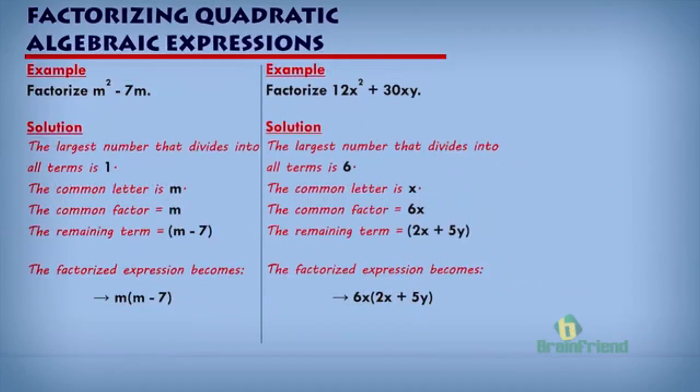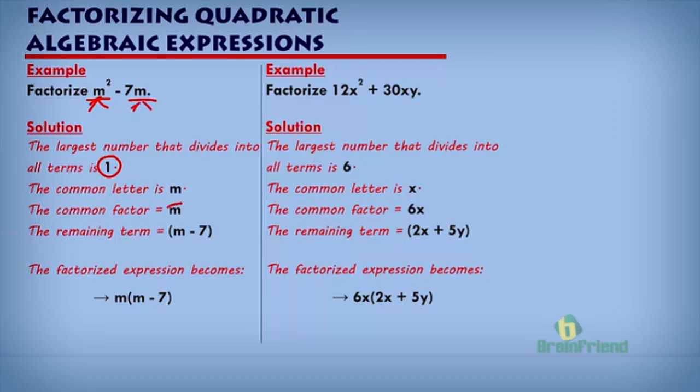All right, so let's take the first example. If you were asked to factorize m squared minus 7m, we said for such occasions, just follow the initial steps that we learned about. Find the largest number that divides into all the terms. That number is 1. We have 1 in front of m squared. We also have 1 in front of 7m because 1 will multiply each term to give us the same thing as they are. So we can say our largest number basically is 1. And we have a common letter also. M is common for both terms.